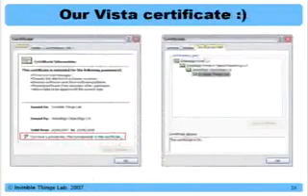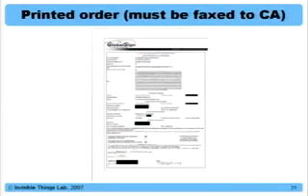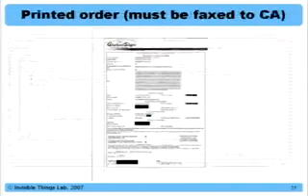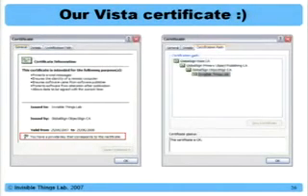They asked me to send this form, which I needed to sign. I needed to provide the company registration form, plus my ID, and send them by fax. After 2 hours, they sent me back my certificate. We have it right now: Invisible Things Lab. You see that we have a private key. We can sign whatever code we want.